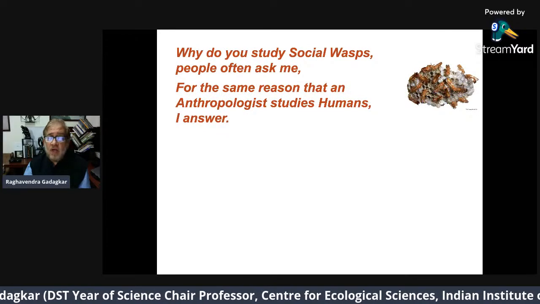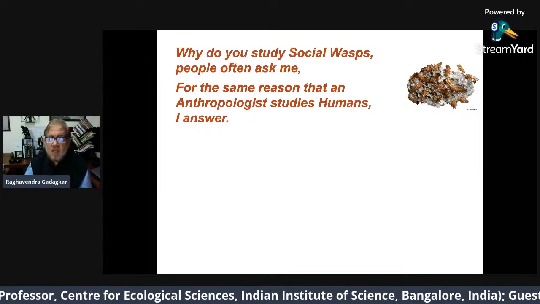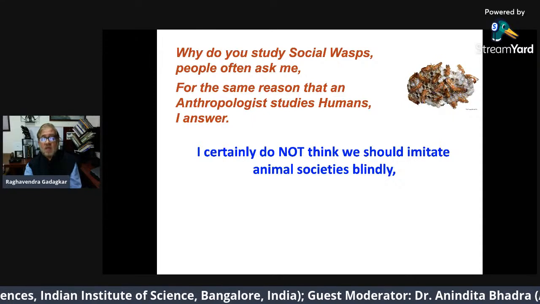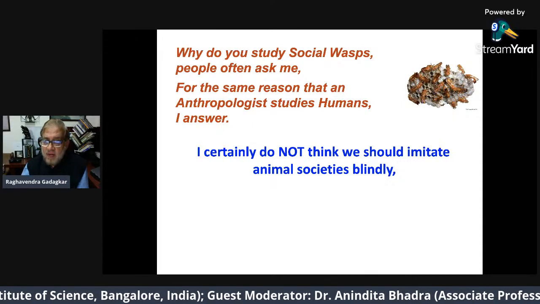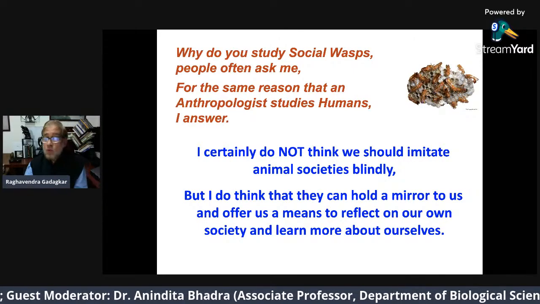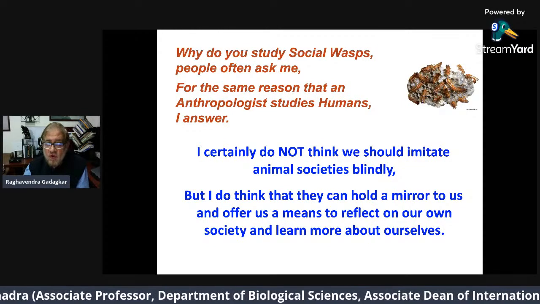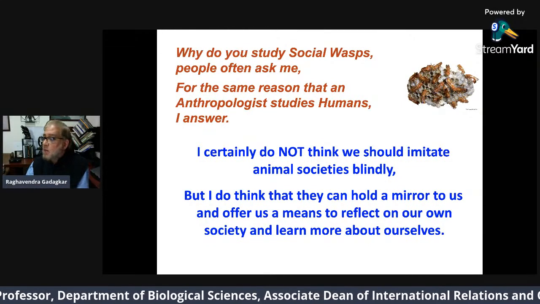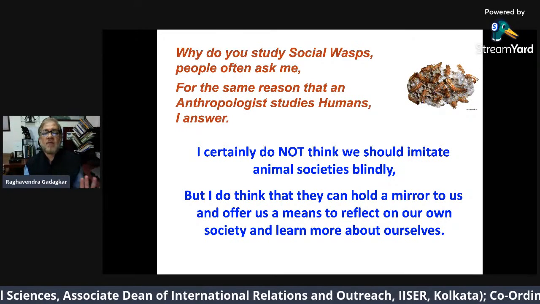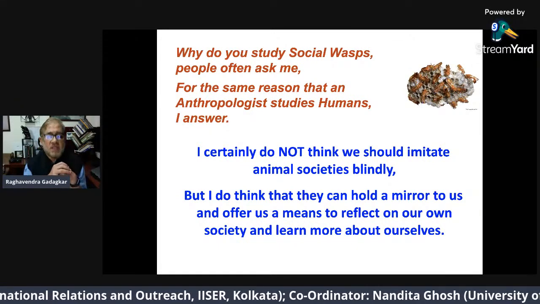People often ask me, why do you study social wasps? And I answer, for the same reason that an anthropologist studies humans. But I certainly do not think that we should imitate animal societies blindly, because that would constitute the naturalistic fallacy. But I do think they can hold a mirror to us and offer us a means to reflect on our own society and learn more about ourselves.